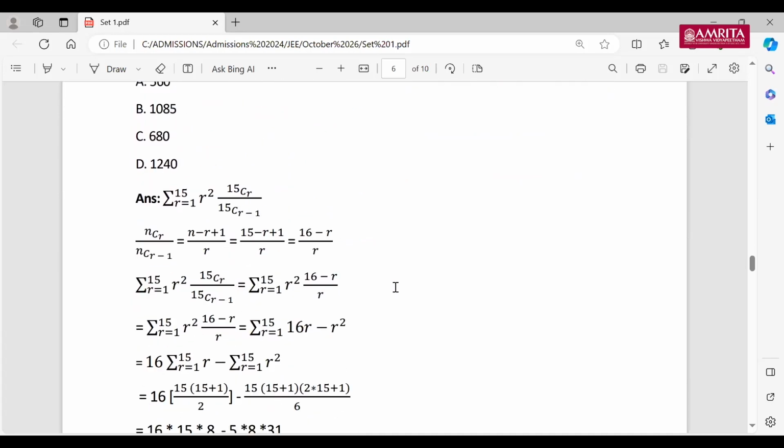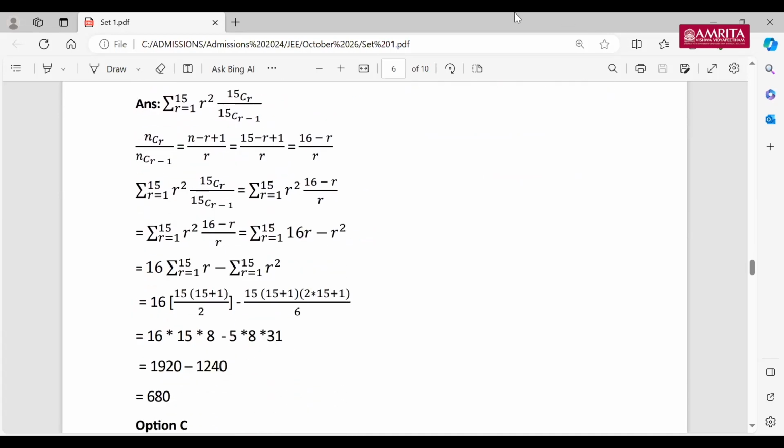Yes, let's see how we are going to solve this. This is also a very simple question. This is something which is given in the question. So just analyze this term. You just need to analyze this part, which is 15Cr by 15C(r minus 1). What form is it?